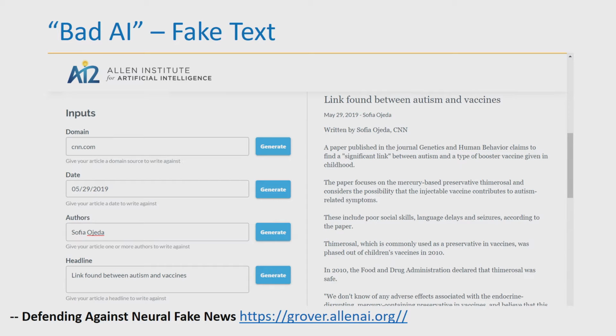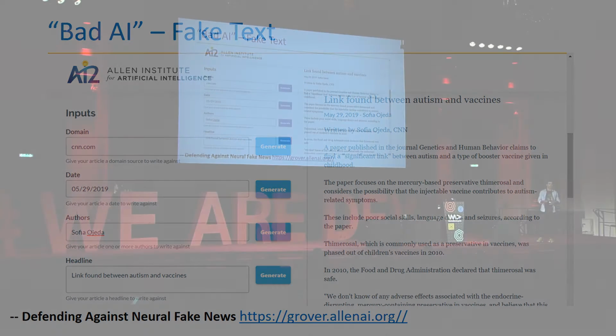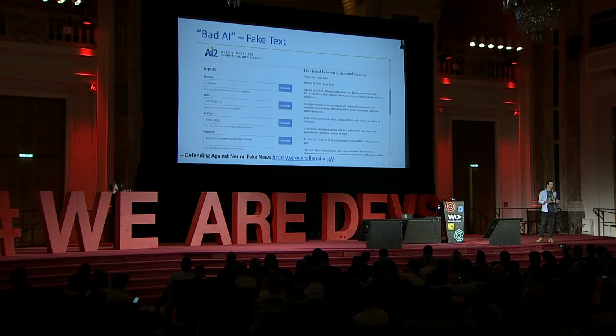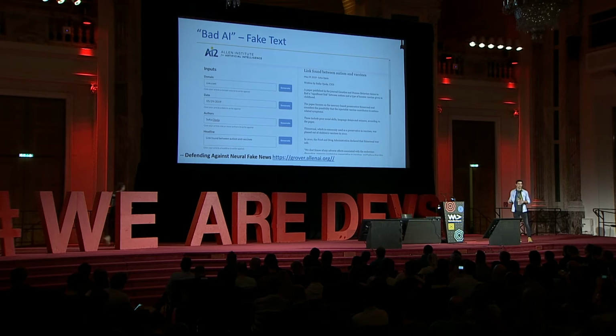And they took it a step further. What you can do is put in a headline, like a link found between autism and vaccination. And the machine will generate a complete story based on that headline. And you can even make it appear like it's coming from a specific source, like CNN or Reuters, or even from a specific writer, to make the style seem like the style of that writer.